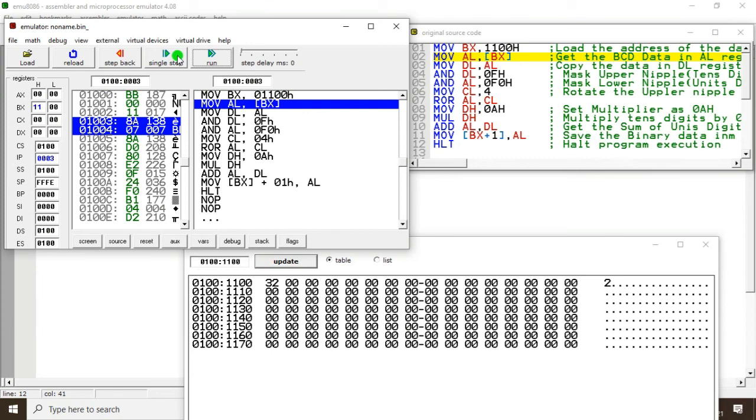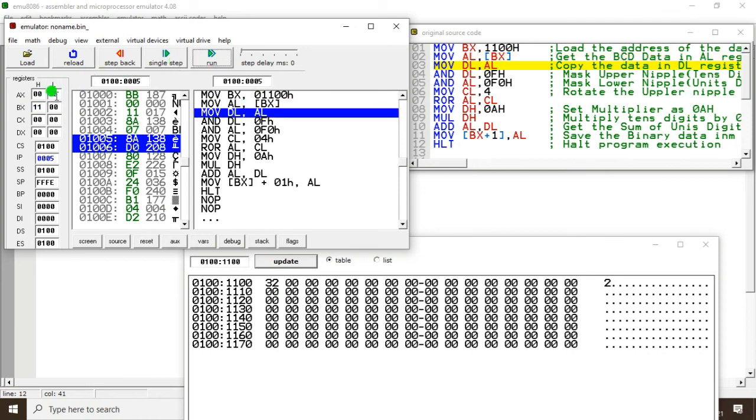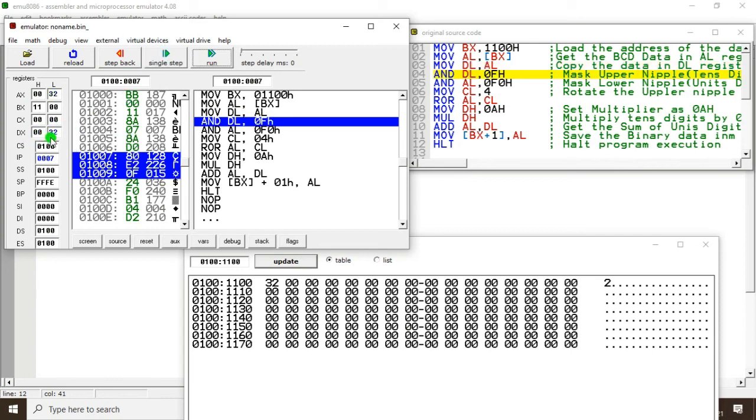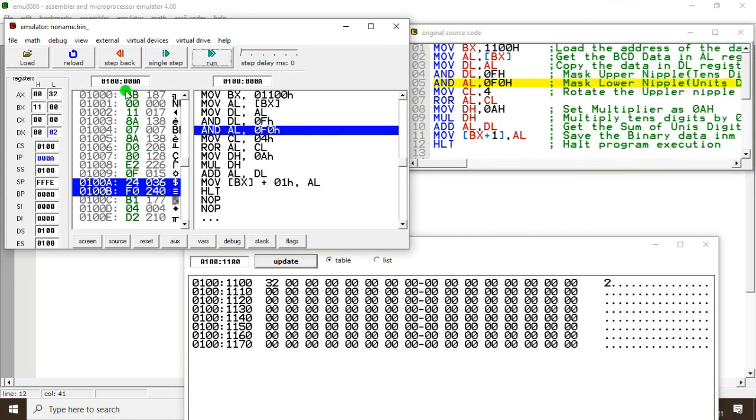After this, the particular memory location 1100 contains the value of 32. This 32 value is moved into the AL register. Okay, look here. This is the 32. Now the same 32 value is copied into DL. Look here, this is copied into DL. Then we are going to perform the AND operation, that is the upper nibble masking. After the AND operation is performed here, the DL register value becomes 02.